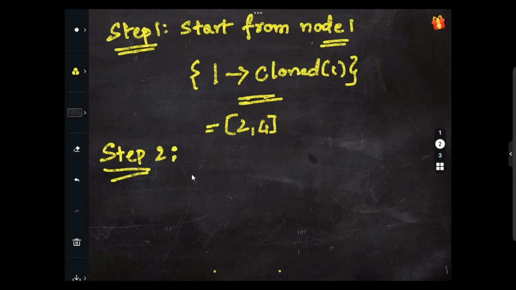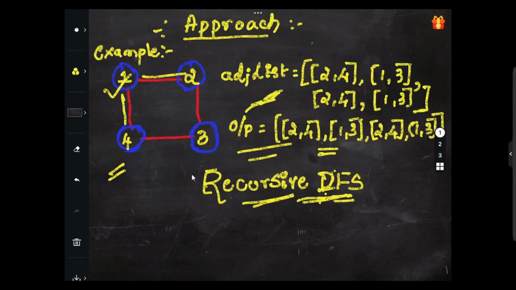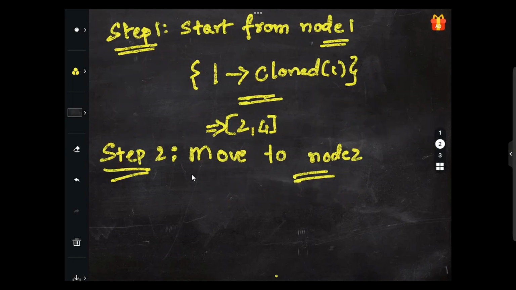So now we got 2, 4 here. This is fine. So let's move on with step 2 here. Step 2, what we'll do? We will move to node 2 now. We started from node 1, and we'll move to node 2 here. When we move to node 2, first we are cloning node 2. Now we are considering node 2 here. So in the hash map, 2 will be the clone of node 2. This is fine.